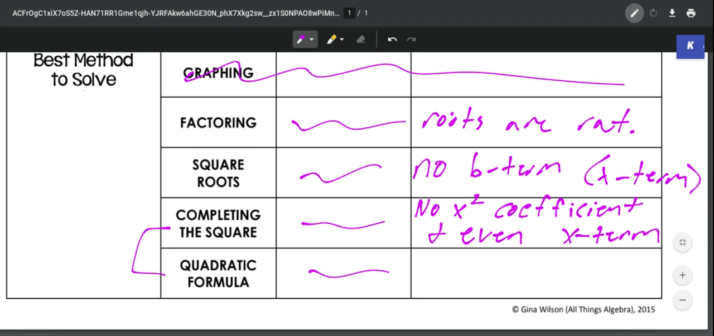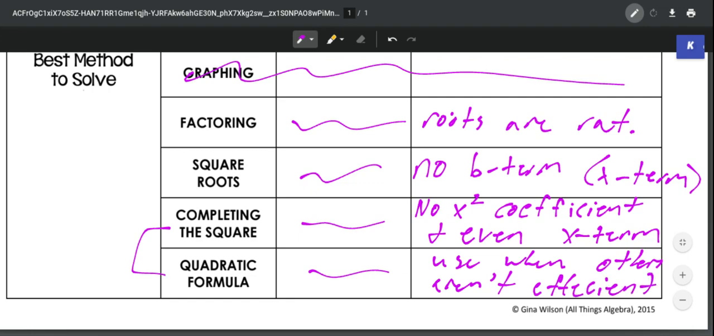So now let's look at the quadratic formula. The quadratic formula can be used at any time. Just make sure you use it when all the others aren't. So when all others aren't efficient. My handwriting's terrible. So pretty much use quadratic formula as the last case scenario.